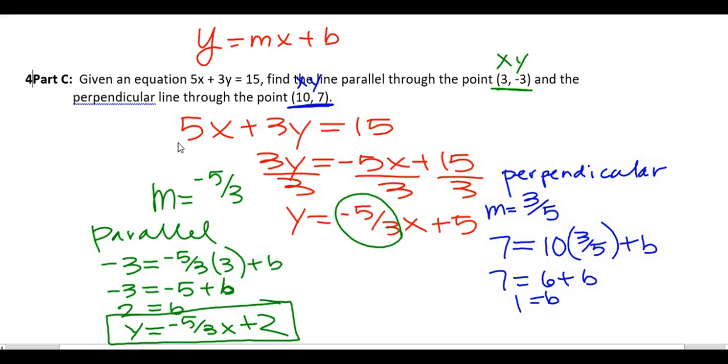So our equation for this one is y is equal to 3/5. Remember, we're keeping our perpendicular slope. x plus 1. So this is our perpendicular line through the point 10, 7.